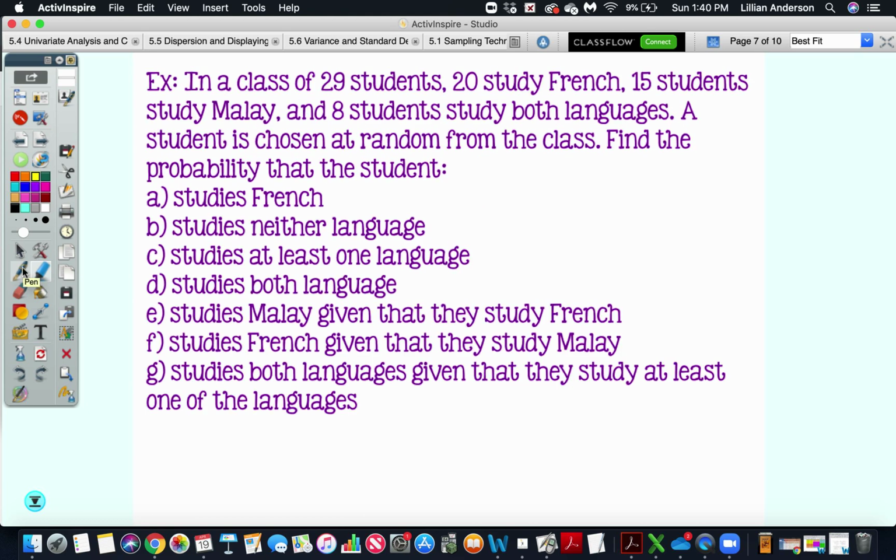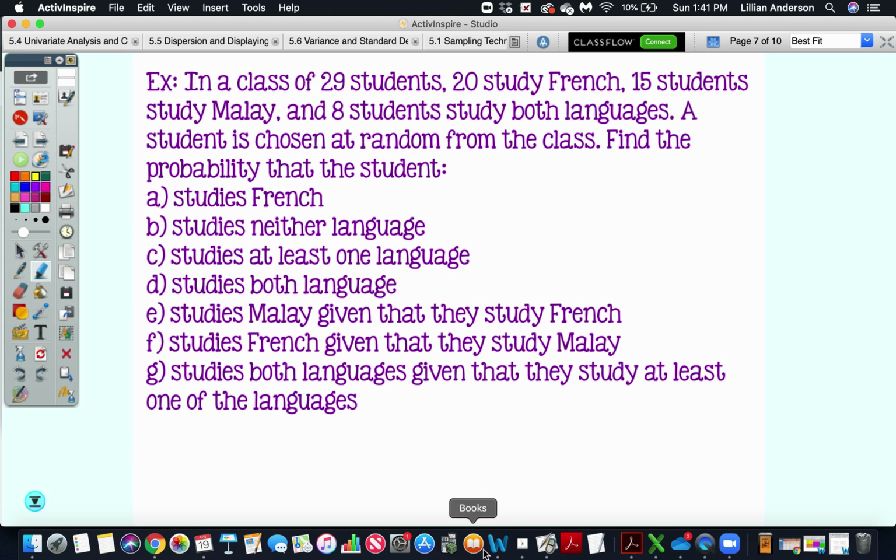Okay? So let's take a look at this example here. Still talking about French, still talking about Malay. It says in a class of 29 students, 20 study French, 15 students study Malay, and 8 students study both languages. A student is chosen at random from the class, and we're going to find all these different probabilities. Now, before we get started, yes, a Venn diagram can be very helpful here because then we can use that as a reference.